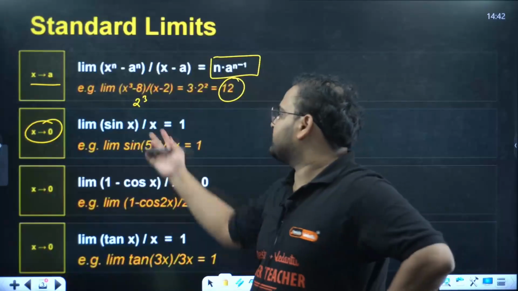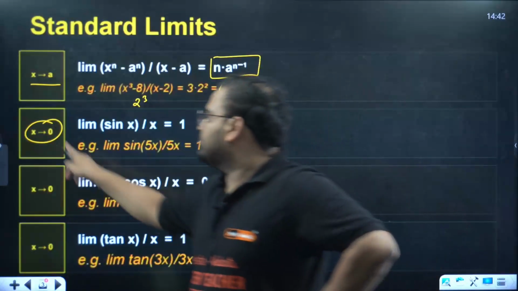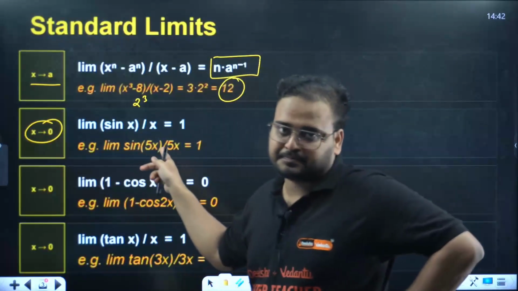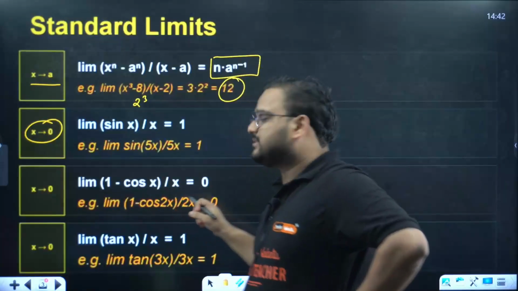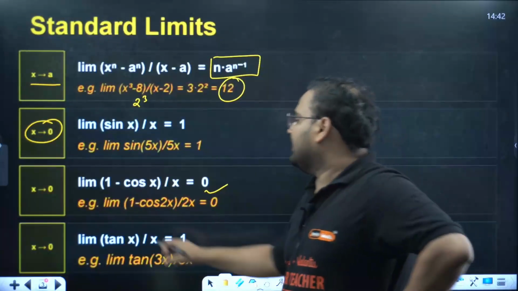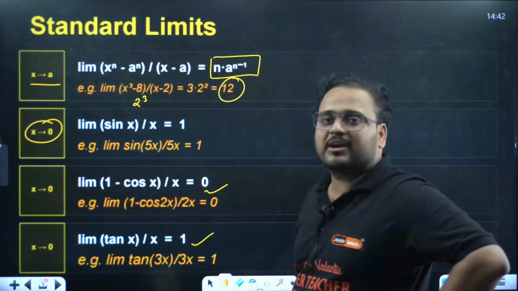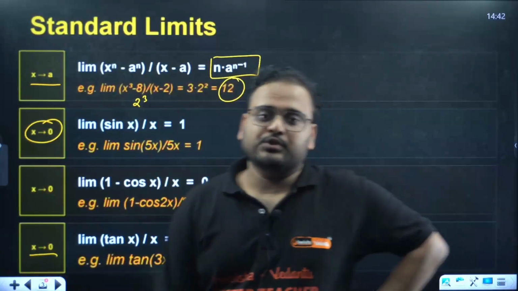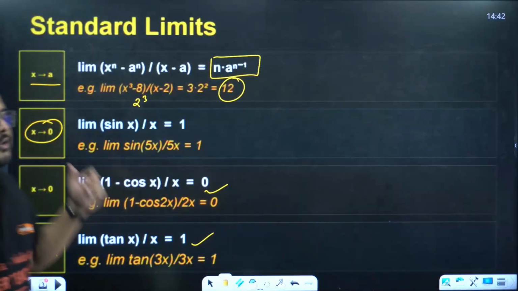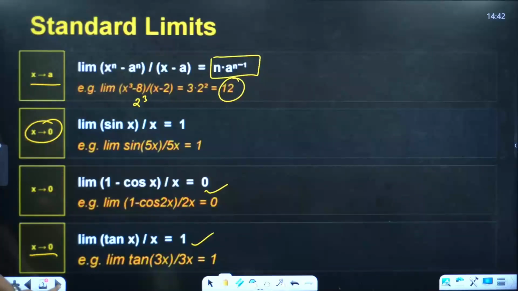Not only the expression but also the limit condition matters. If this value changes, it will be a different answer. Okay, it becomes 1. This is again 1 minus cos x by x becomes equal to 0, and tan x by x forms the same condition as limit sin x by x, x tends to 0. So be careful about the limit value and some standard limit forms.